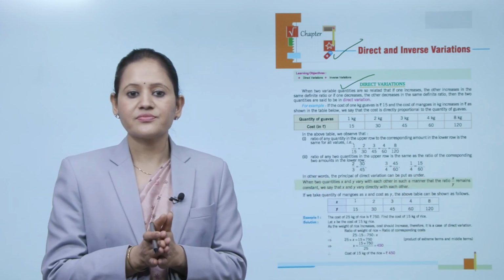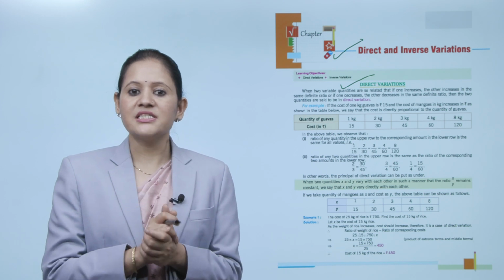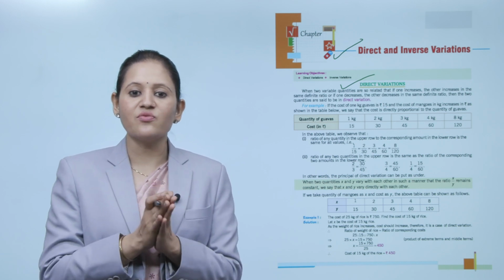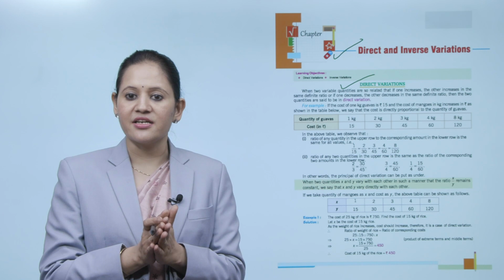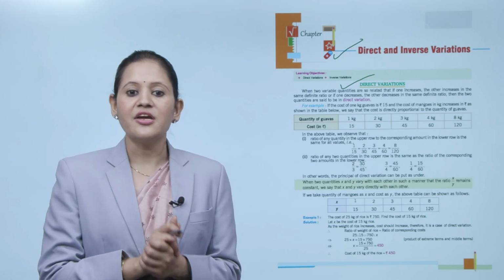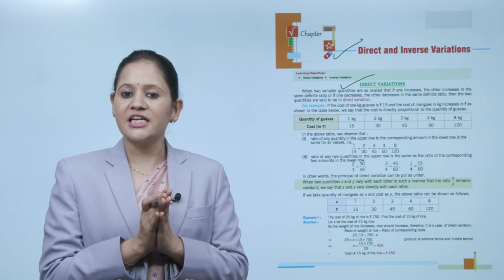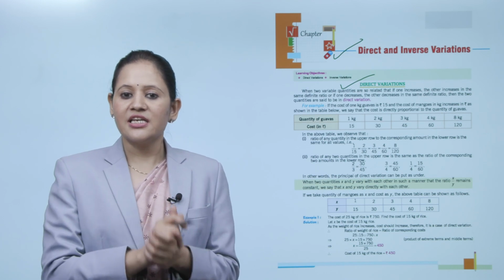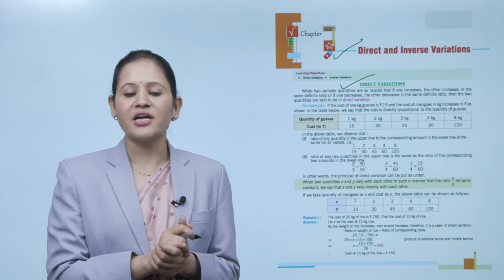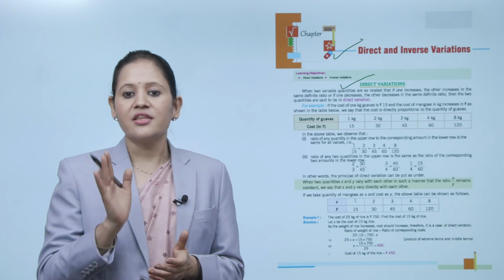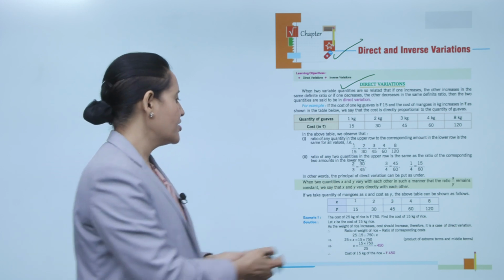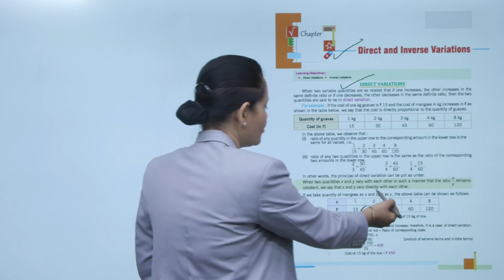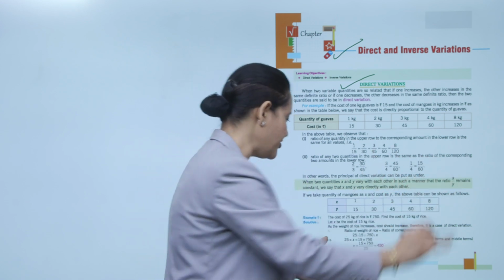In other words, we can say that the principle of direct variation can be put as under: when two quantities x and y vary with each other in such a manner that the ratio x/y remains constant, we say that x and y vary directly with each other. If this ratio remains constant, we say that x and y vary directly with each other. If we take the quantities of mangoes as x and the cost as y, the above table can be shown as follows. So 1/15 ratio or 2/30, 3/45. So the ratio will remain the same.